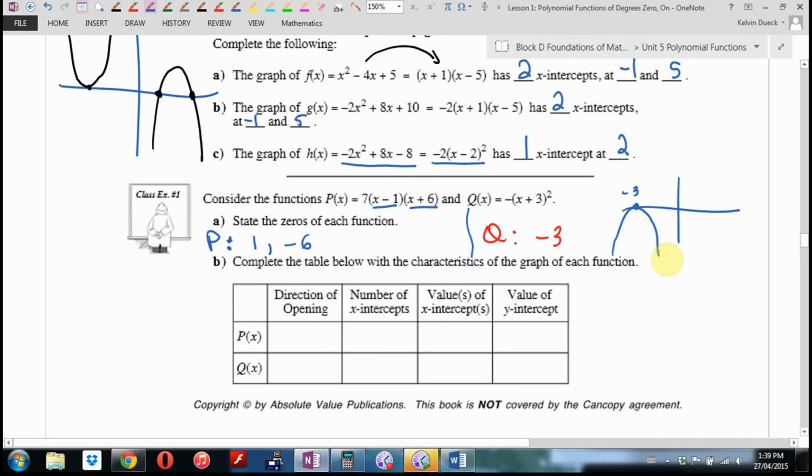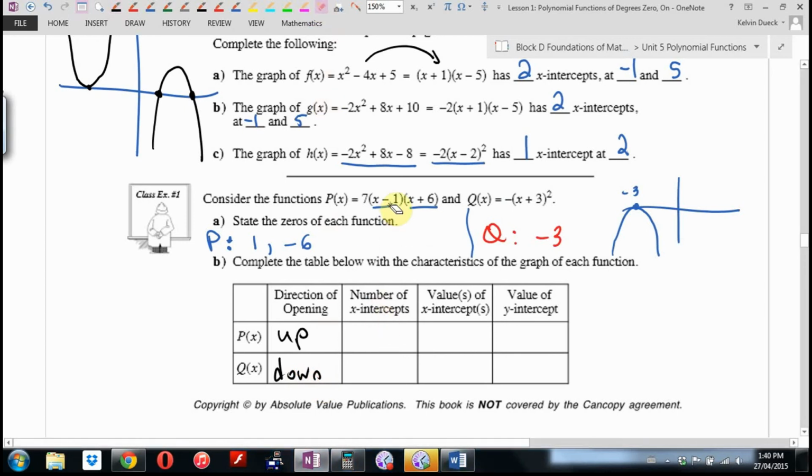So it says complete the table. Oh, here we go. Direction of opening, p of x, which way does it open? Up. How do you know? The leading coefficient is positive. Okay? Up. q of x, which way does it open? Down. How do I know? Leading coefficient is negative.